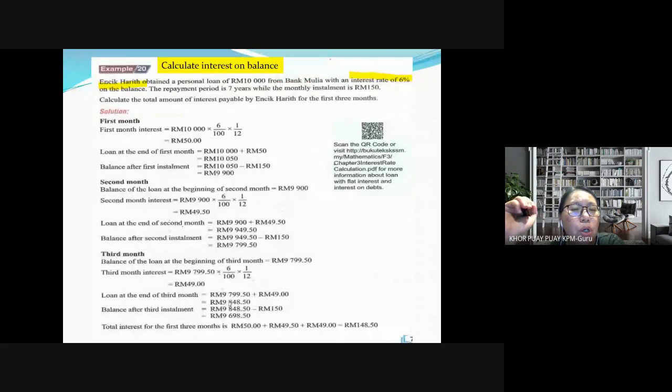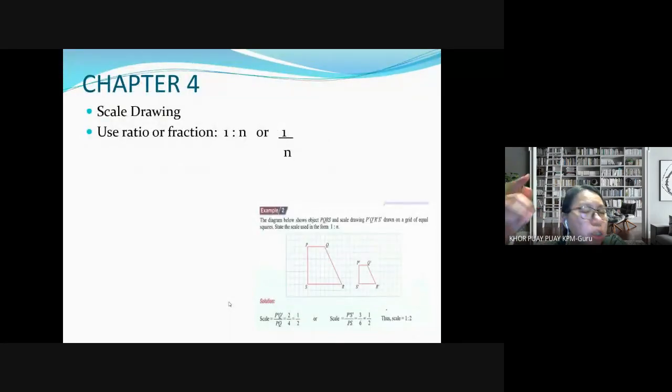All right, next we're going to go into chapter 4. Chapter 4, you must know how to resize. When you resize, there must be a formula we call scale. And how do you write your scale? You can write in form of ratio, or you can write in form of fraction. So there are 2 ways of writing your scale. Scale is just a formula to show how you resize that certain shape.